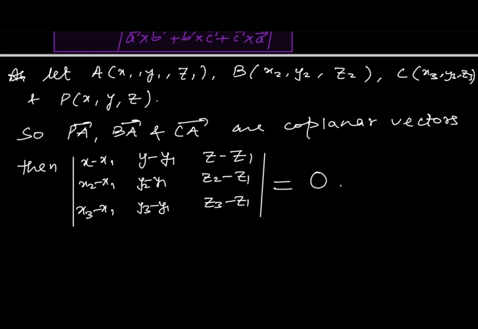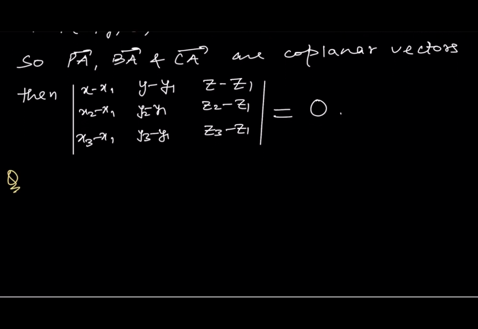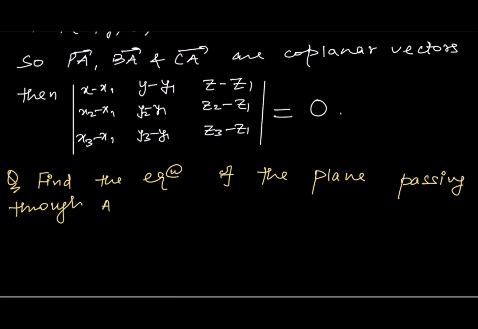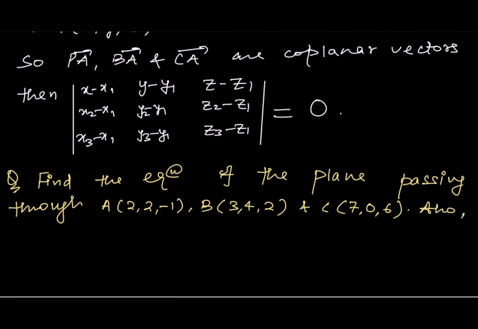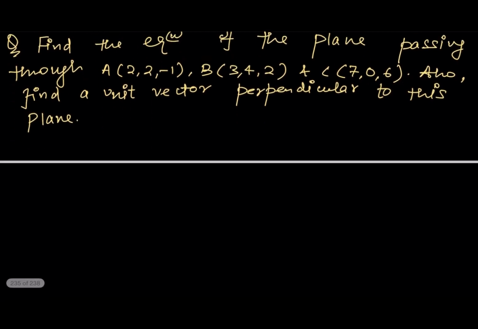Now let us take some questions. Find the equation of the plane passing through A (2, 2, -1), B (3, 4, 2) and C (7, 0, 6), and also find a unit vector perpendicular to this plane.